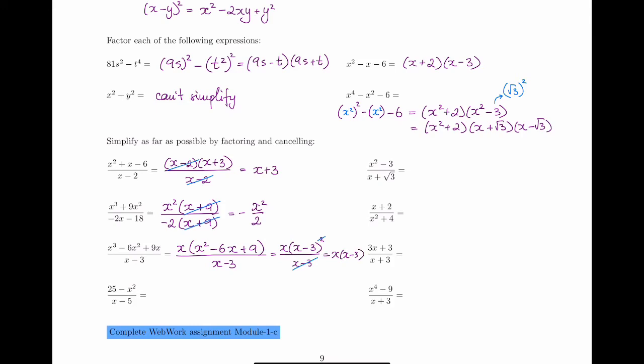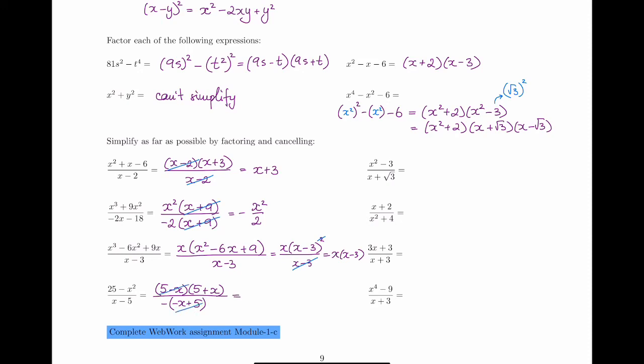For this last one in this column, let's take a look at the top and bottom. The top is a clear difference of squares, so I can have 5 minus x and 5 plus x. And on the bottom, I have x minus 5. So I notice that x minus 5 and 5 minus x are exactly the same except opposite in sign, which of course means that I can take out a minus from the bottom and flip the signs of everything. Okay, and now I notice that 5 minus x and 5 minus x here are the exact same factor, so they can get canceled out.